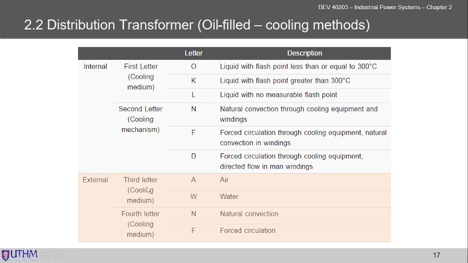And for the external, the third letter is A or W. A is air, W is water. So for external, we have air or water only. Of course, when you use water, you need to use the pump. Use the pump, that means it is forced circulation. If you use air, normally we use natural convection, or it could be F also, forced using the fan.